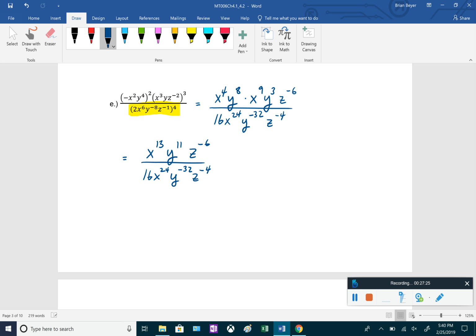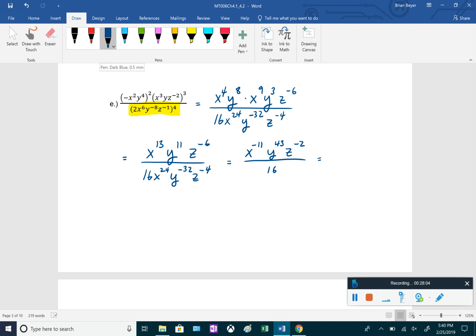Okay, and then I think two more little steps here. We're dividing, so we need to subtract exponents. Everything is going to be in the numerator, except we're going to have that 16 still in the denominator. So x to the 13 minus 24, 13 minus 24 is -11. For y, 11 minus -32, that's 11 plus 32, which is 43. For z, -6 minus -4, that's -6 plus 4, which is -2.